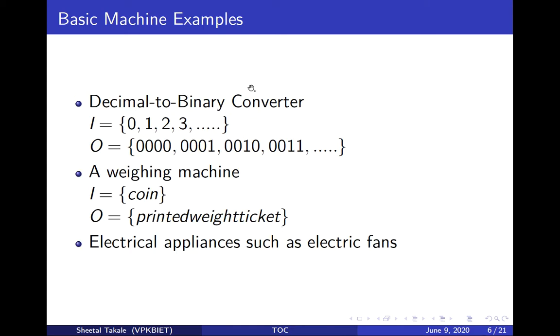Decimal to binary converter is the next example of basic machine. Similarly, a weighing machine is also an example of basic machine.